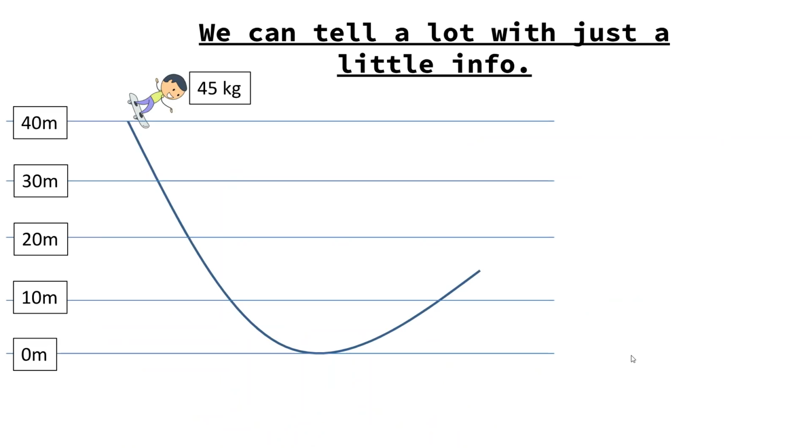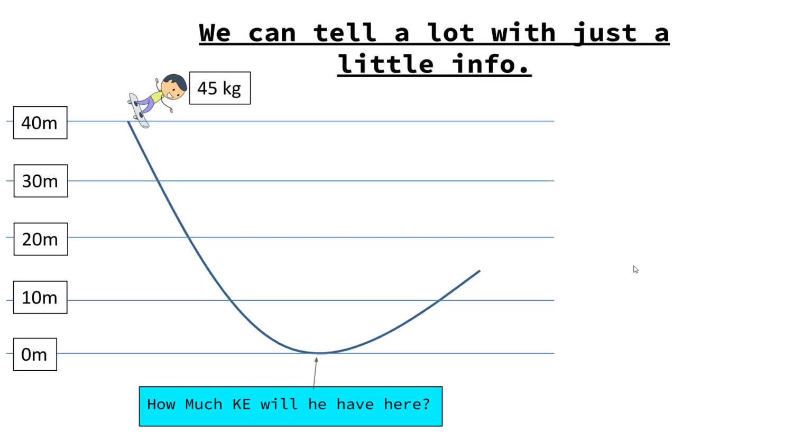So now that you've got those blanks filled in on your worksheet, let's talk about how we actually do some calculations. Let's say that we've got this guy on a skateboard and he's about to go down this jump, and each little 10-meter mark along the way has been labeled. He has a 45 kilogram mass. Here are the kinds of things that we can solve.